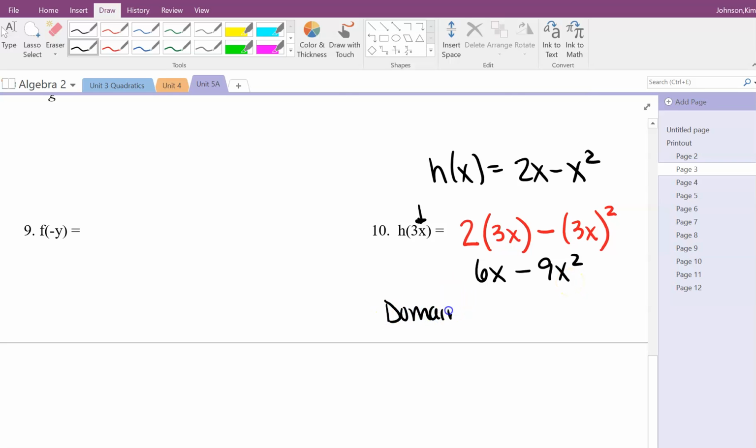If I think about the domain, again, this happens to be another quadratic, so this will end up being all real numbers.